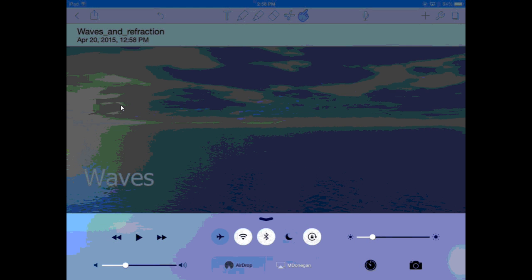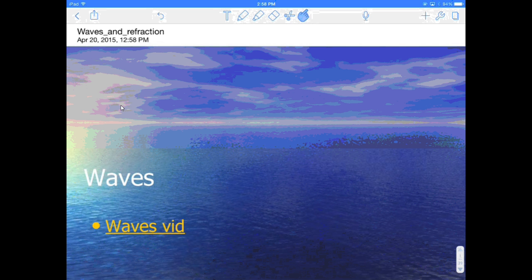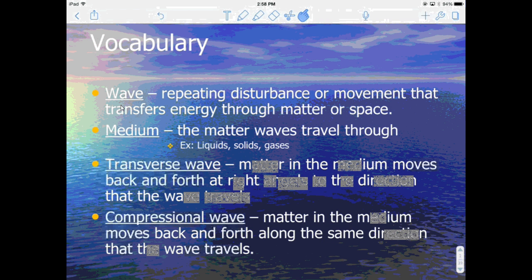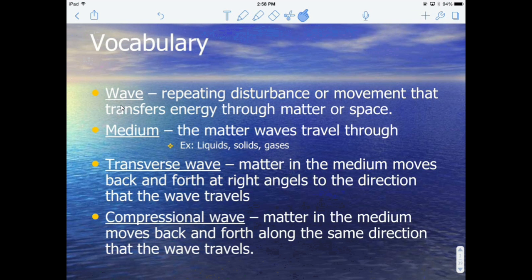Okay, we're going to get into our next unit, which is going to be on waves. Just some vocabulary really quickly for you. A wave is a repeating disturbance or movement that transfers energy through matter or space.